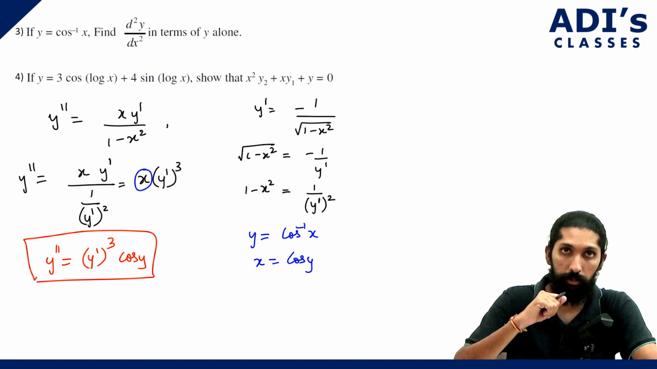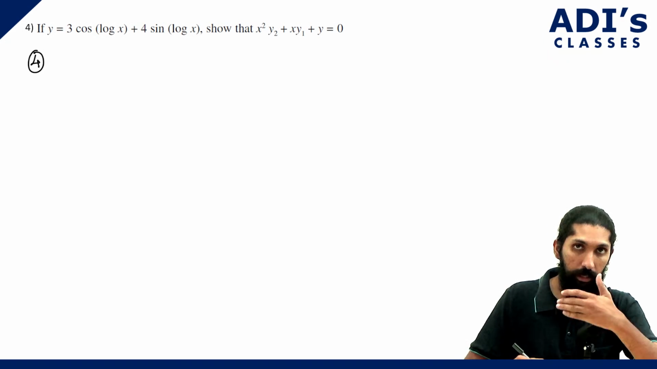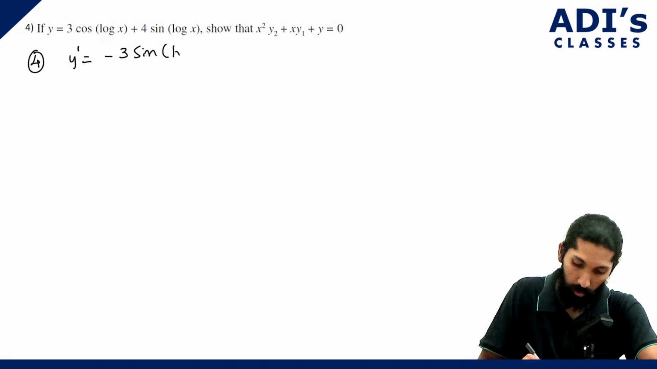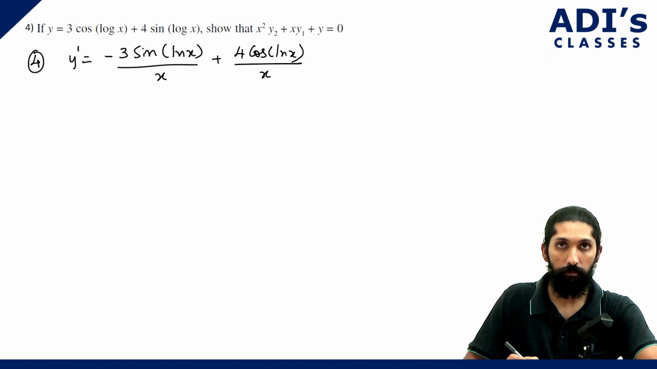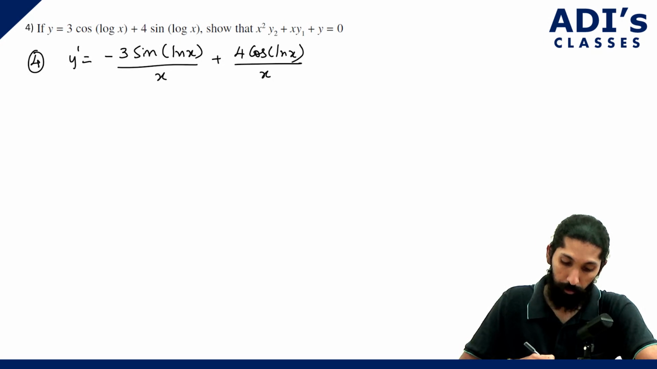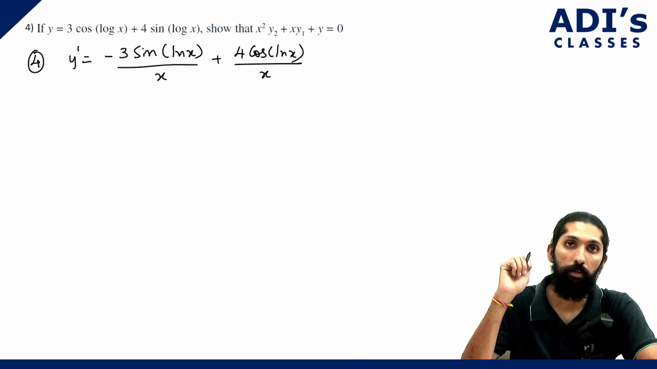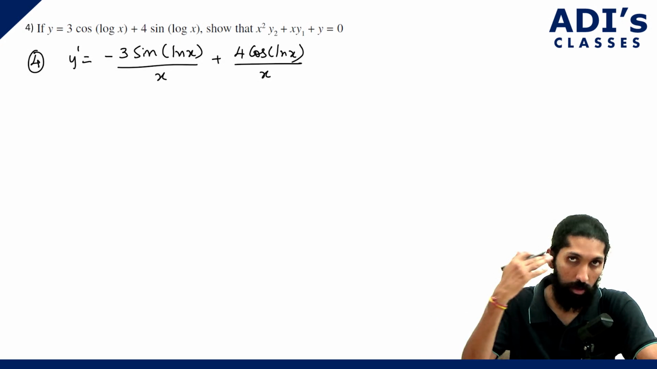Now let's do the fourth one. See the fourth one now. y is equal to so much, directly differentiate, get y dash. So y dash becomes minus 3 sine of log x divided by x plus 4 cos of log x divided by x. Isn't it? Now what we do, multiply both LHS and RHS by x. Understood? Or you can also say that x is the LCM of the RHS. Just cross multiply, you'll get it.